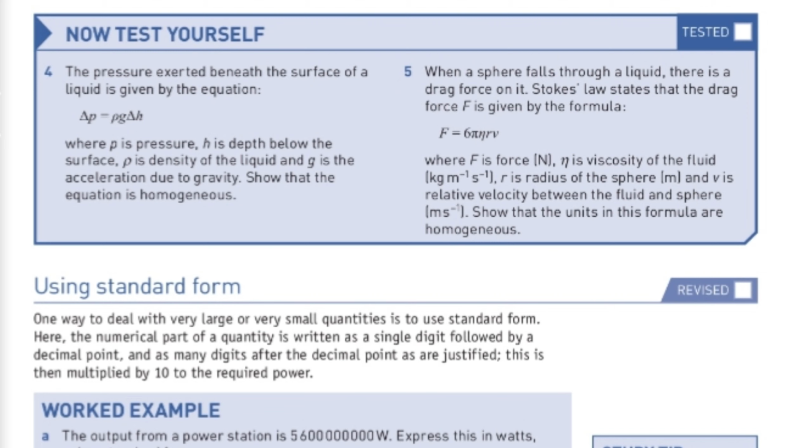Question number 5. When a sphere falls through a liquid where there is a drag force on it, Stokes' law states that the drag force F is given by the formula F = 6πηrv, where F is the force in Newton, η is the viscosity of the liquid in kg meter minus 1 second minus 1, r is the radius of the sphere in meter, and v is the relative velocity between the fluid and the sphere. Show that the units in this formula are homogeneous.